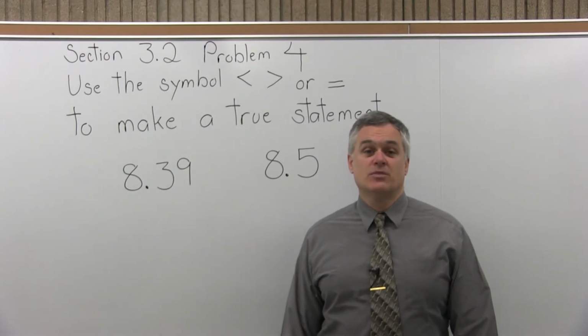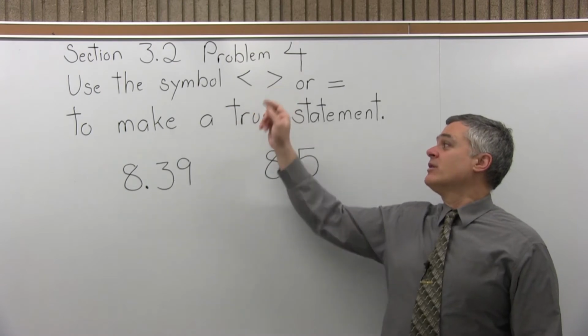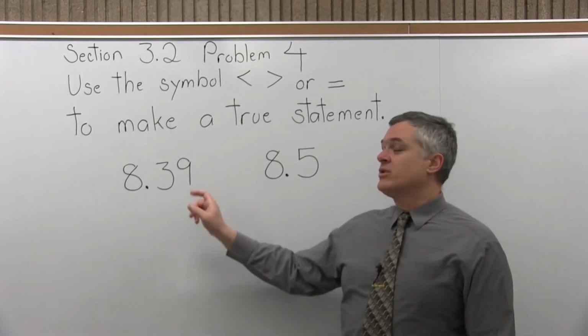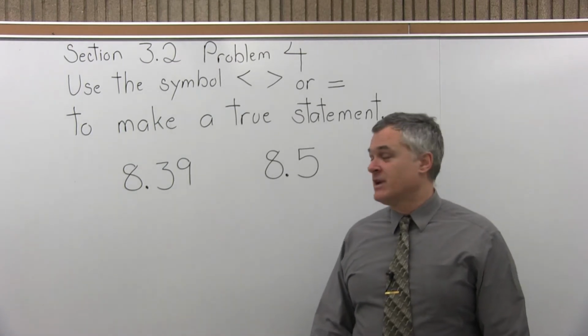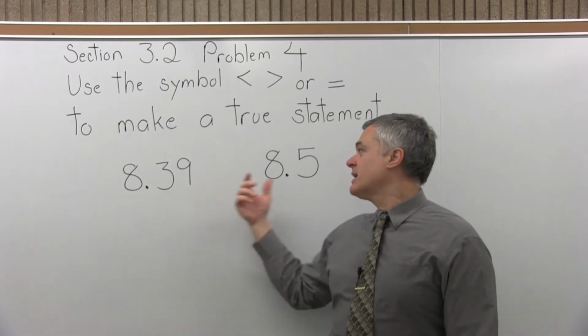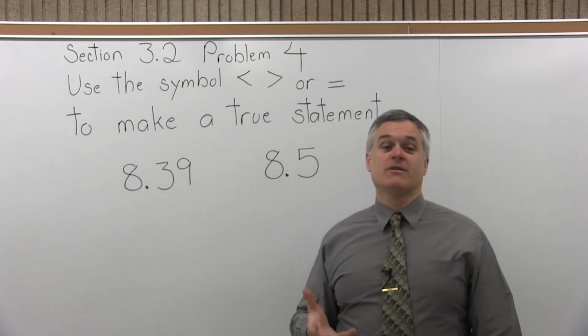This is Section 3.2, Problem 4. It says use the symbol less than, greater than, or equal to make a true statement. And we have two numbers to compare, 8.39 and 8.5. Now at a quick glance, the 8.39 looks larger. It has more digits, but it's really the 8.5 that's larger.